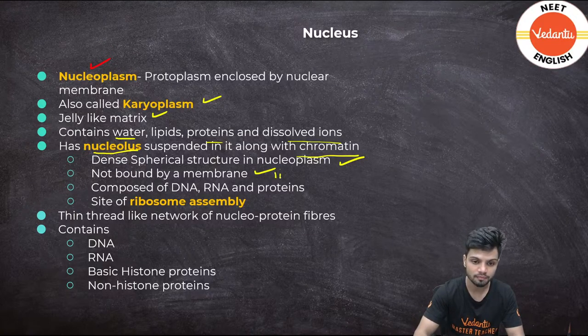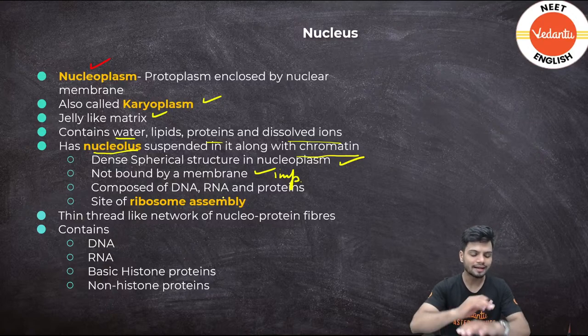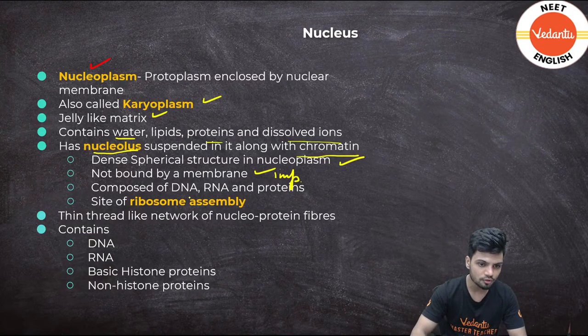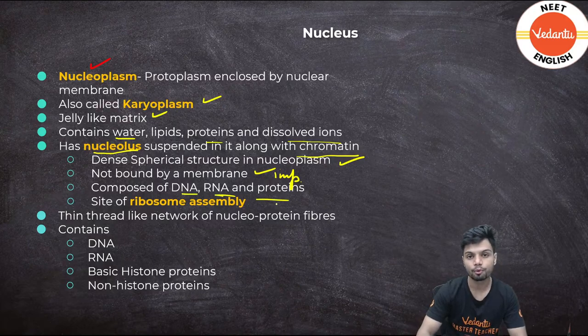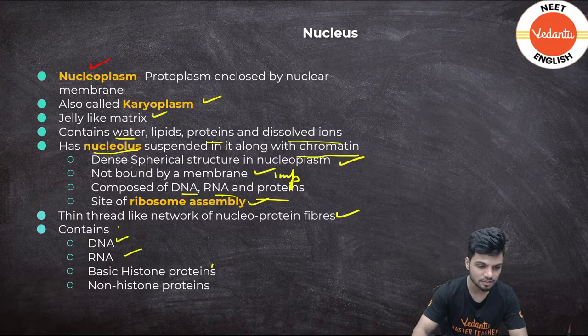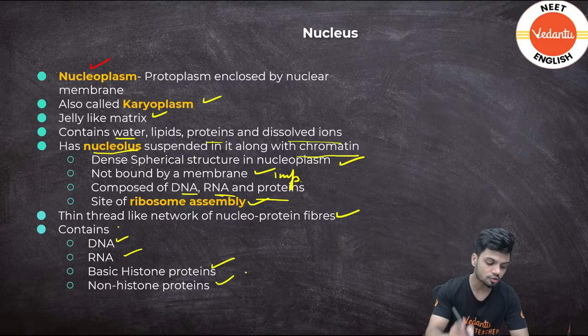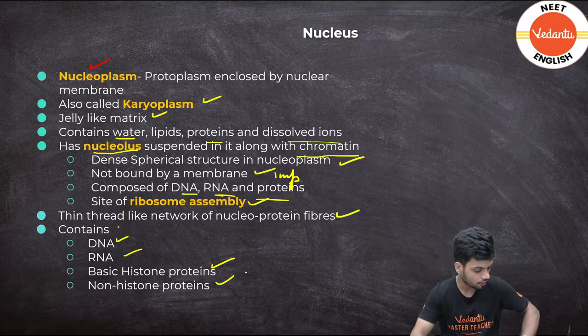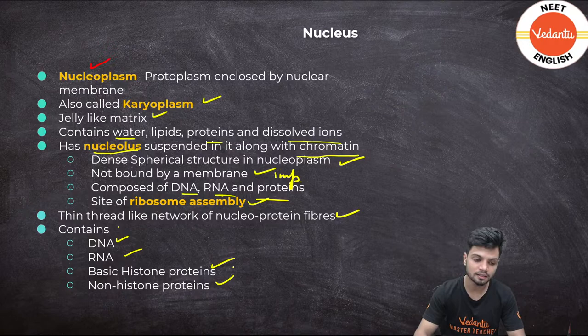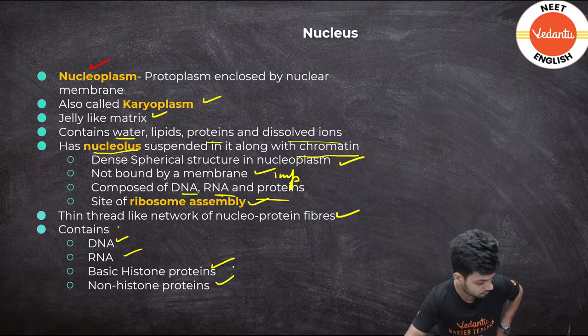Very important line. It is completely free floating. It is composed of DNA, RNA, and proteins. Site of ribosome assembly. A thin thread-like network of nucleoproteins is present. It contains DNA, RNA, basic histone proteins, and non-histone proteins are also present. Non-histone proteins are also present inside the nucleus. Clear?